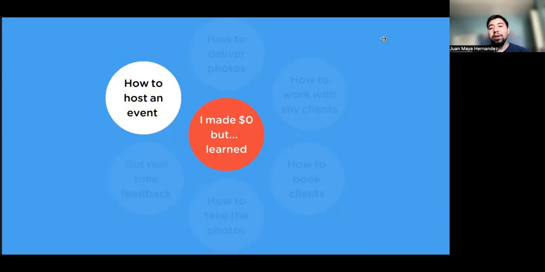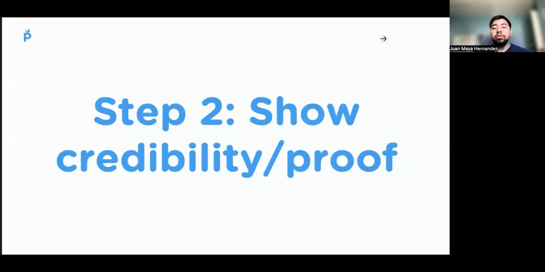So now you're probably wondering, okay, you got all these photos, so you got these people's contact information, you went through the whole process, you learned. So what do you do after, right? And that brings me to step two. Once you've done this for a select amount of people, you can start showing proof and showing credibility of your service, right? Now, there are several ways that you can actually do this.